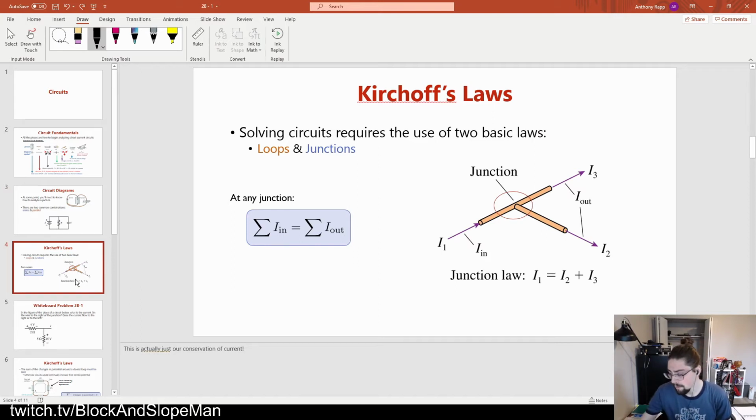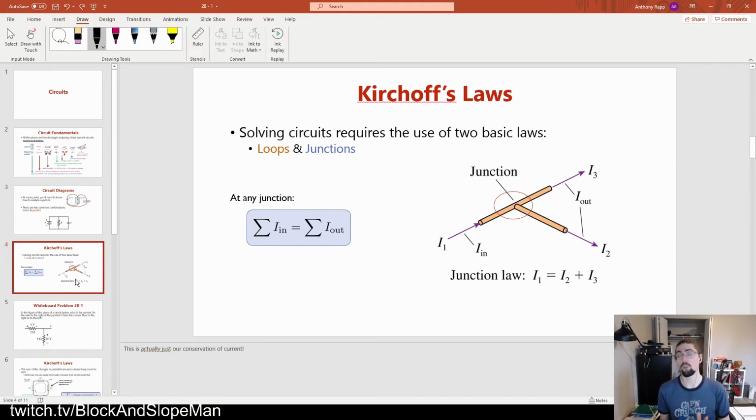So, when we're talking about dealing with any of these circuits, drawing these things out, solving circuits, understanding everything that goes on about them, we actually only need two rules. These are called Kirchhoff's laws. There's the loop law and there's the junction law. And the junction law you've actually already talked about, right? It just hasn't been under the name Kirchhoff. It's been under the name conservation of current.